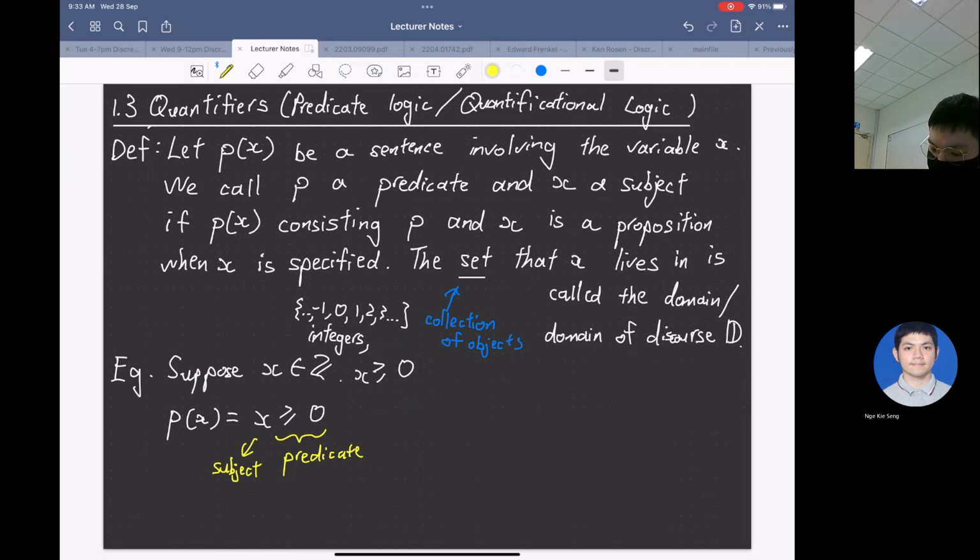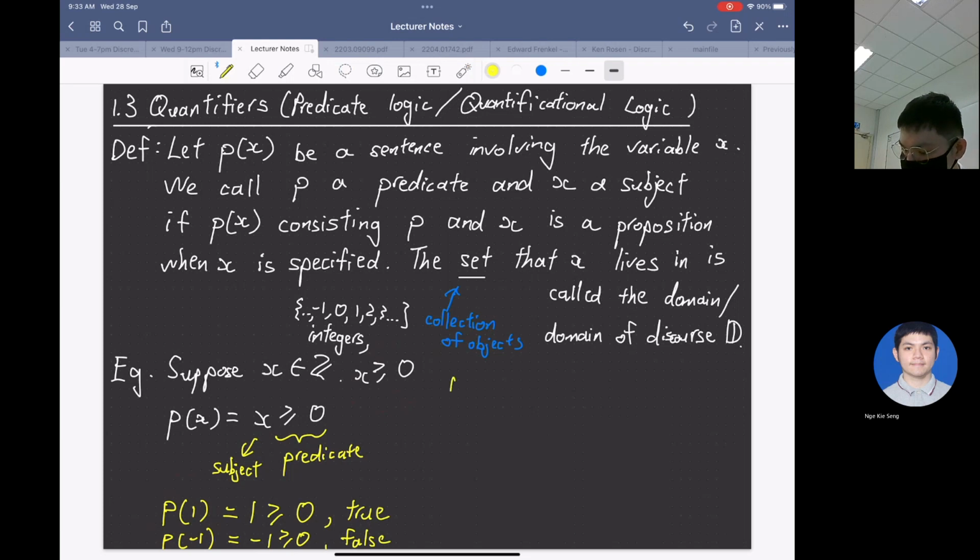So let's see. What is P(1)? P(1) is 1 greater than or equal to 0. Is it true? True. Good. Let's check P at -1, which is -1 greater than or equal to 0. Is it true? False. So you see, it depends on what values you substitute.